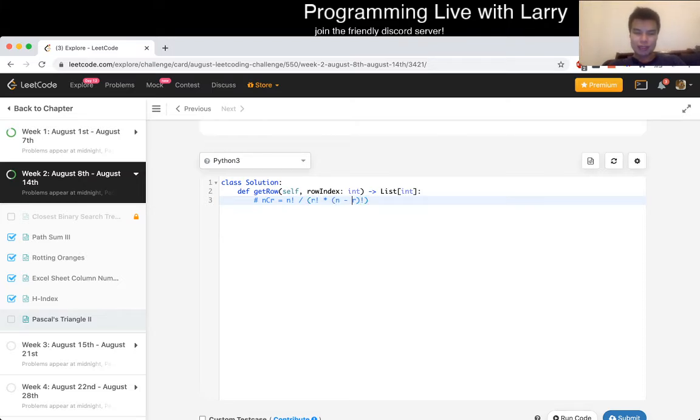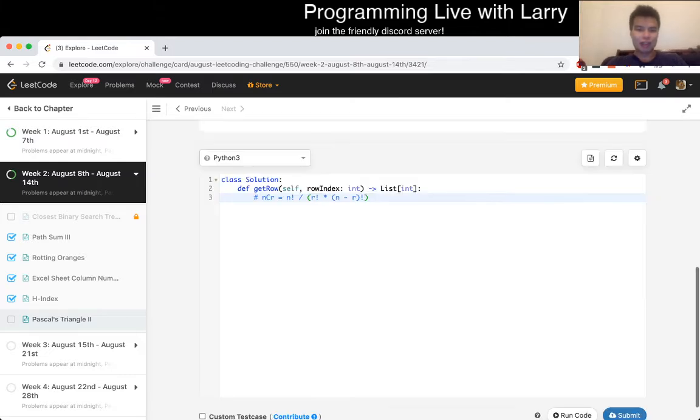In Python, it actually doesn't matter because you have infinite precision, and 33 factorial is probably not super long, though I mean, it's not super short either. But yeah, I think that's what I'm going to do.